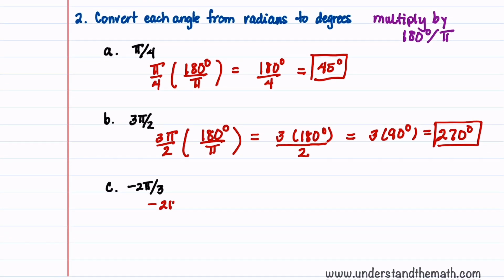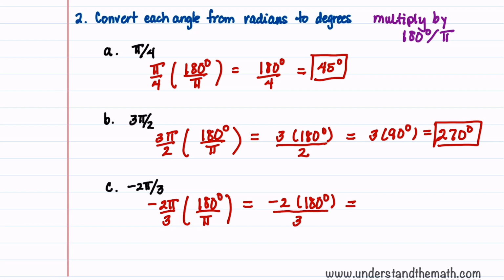So our last one is minus 2 pi over 3. So we have minus 2 pi over 3, multiply by 180 degrees over pi. And the pi's will cancel, so we have minus 2 times 180 degrees divided by 3. 3 goes into 180 60 times. 60 times 2 is 120, so we have minus 120 degrees.